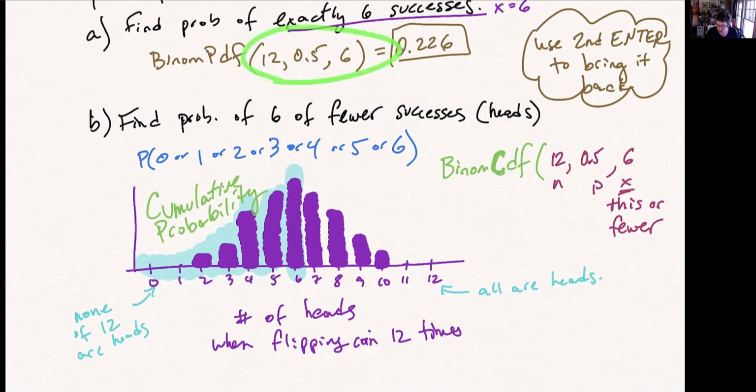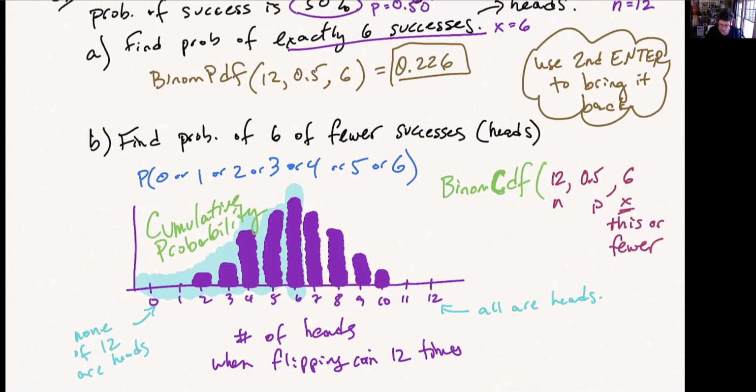And notice what I have here inside my calculator is exactly the same information, because up here in part A, I was looking for exactly 6 successes. And down here, I'm looking for 6 or fewer successes. The only difference is in part B, I'm looking for a cumulative probability, and in part A, I was looking at just the exact probability. So the P is only 6 if I have a P, and the C is 6 or fewer.